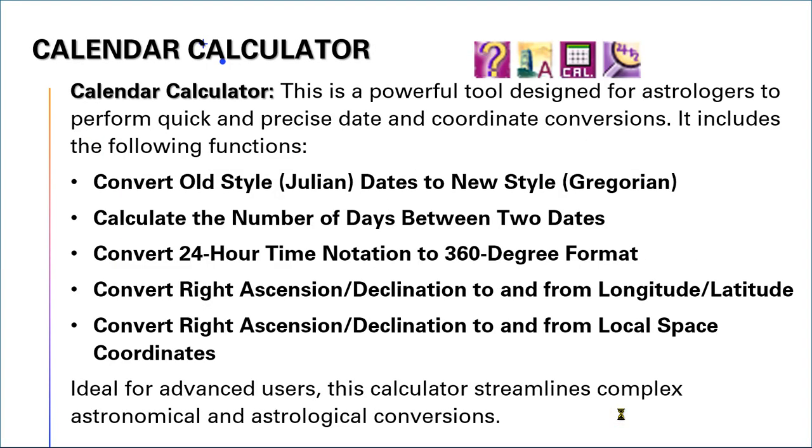Okay. Now, there's this really cool calculator. You can convert old style dates to new style Gregorian dates. Calculate the number of days between two dates. Convert 24-hour time notation to 360-degree format. Convert right ascension, declination to and from longitude, latitude. You can also convert right ascension, declination to and from local space coordinates.